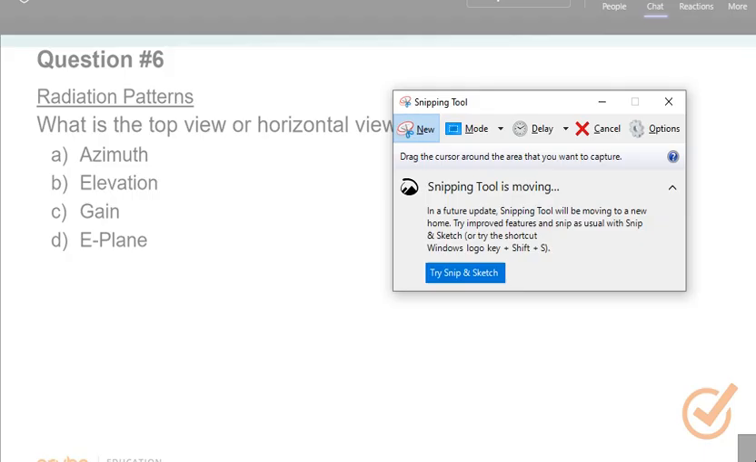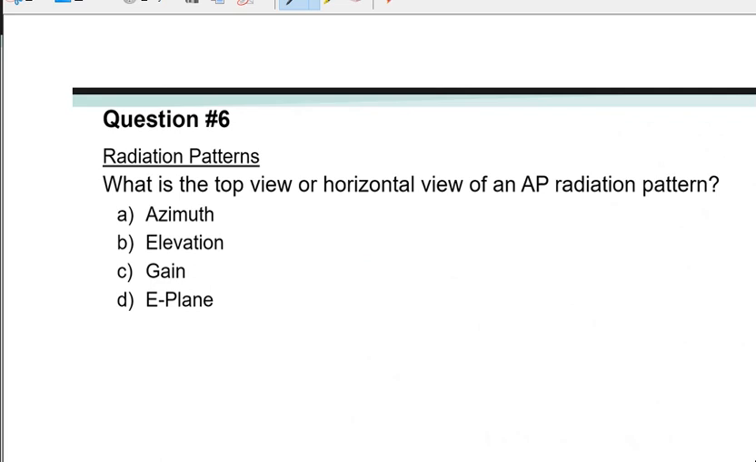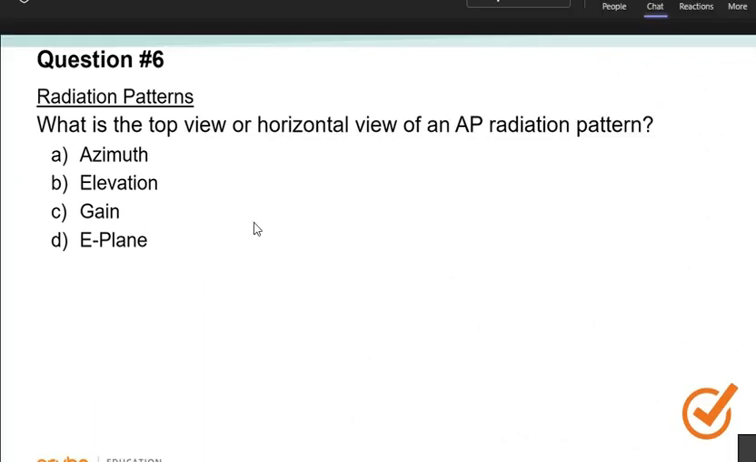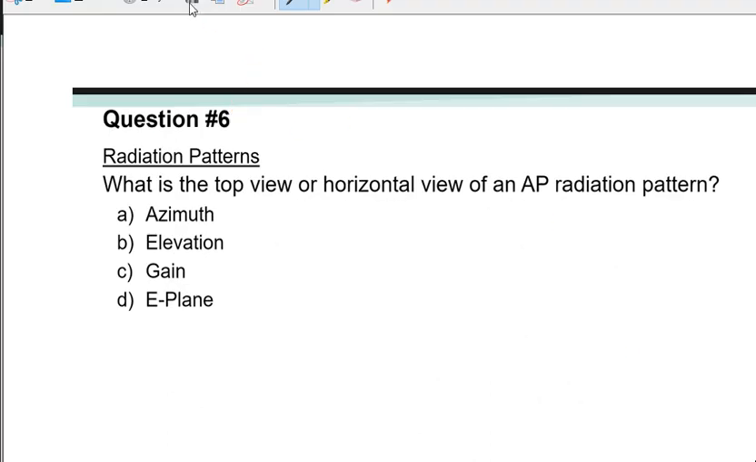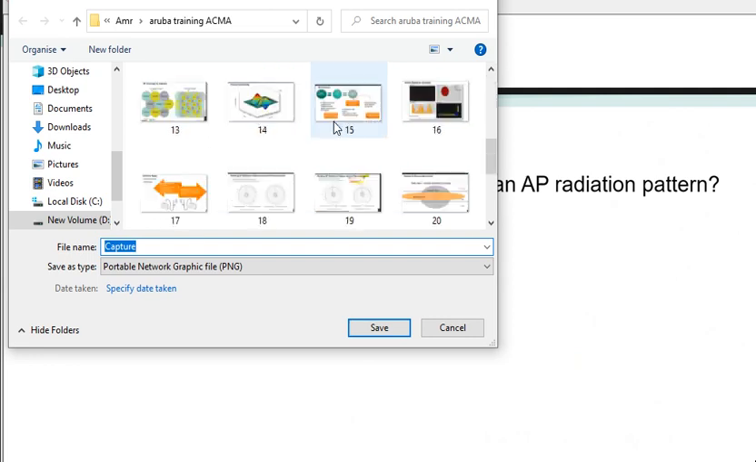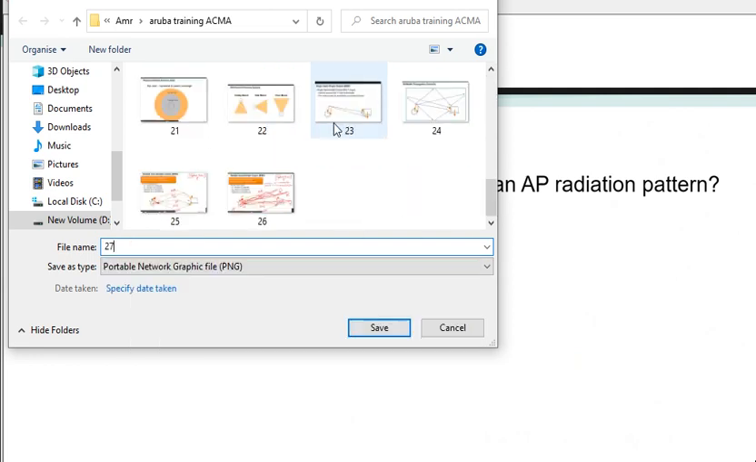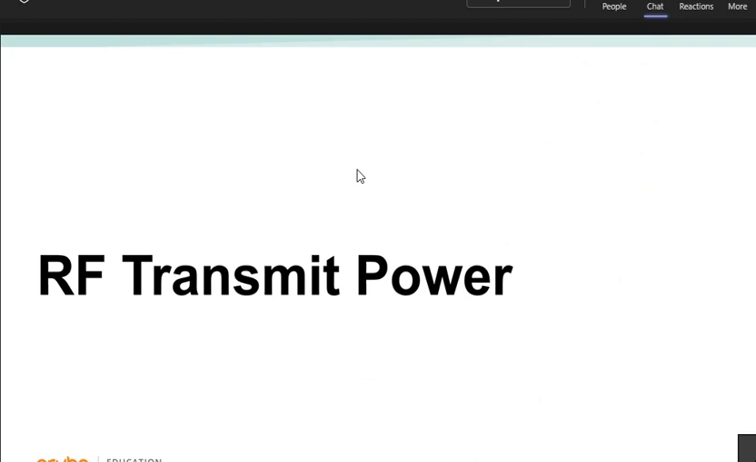Answer this question, please. Right, so those azimuth and your elevation, guys, it's a very important question. You will definitely be asked a question in the exam regarding that. So don't forget it.